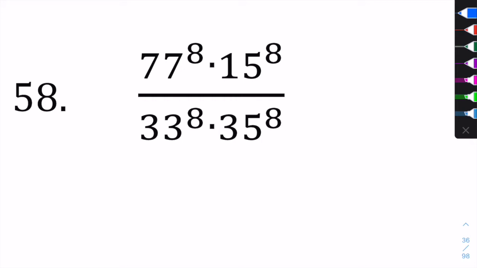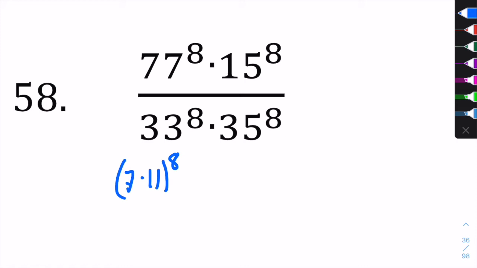We see these numbers with exponents, and to figure them out would be way too much. But we can break them down first. 77, well, I can find some numbers that multiply to 77, right? So 77 is just 7 times 11. How can I use that? Okay, 7 times 11. I'm going to replace 77 with that, to the 8th power.